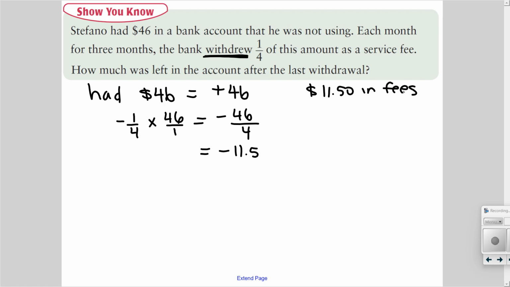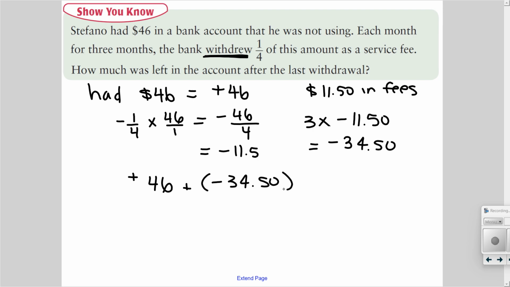Now he does that for 3 months. So for 3 months, he pays negative $11.50. So first of all, I know that my signs don't match, so it's negative. And then on my calculator, I can do 11.50 times 3, which is -$34.50.